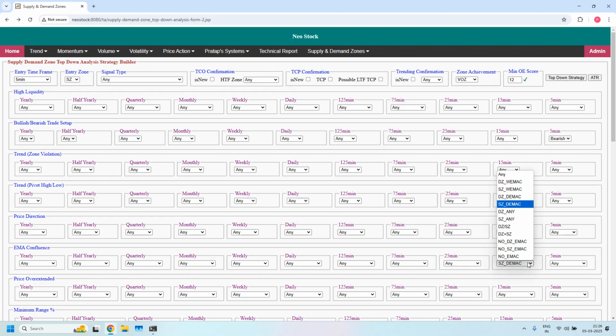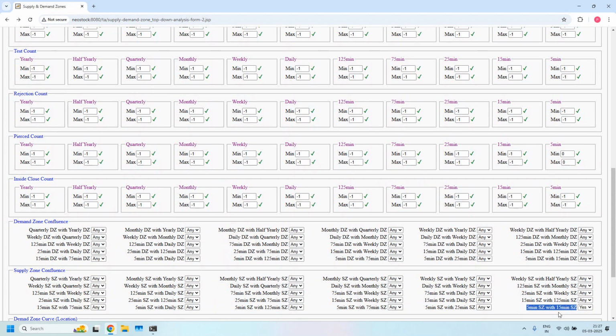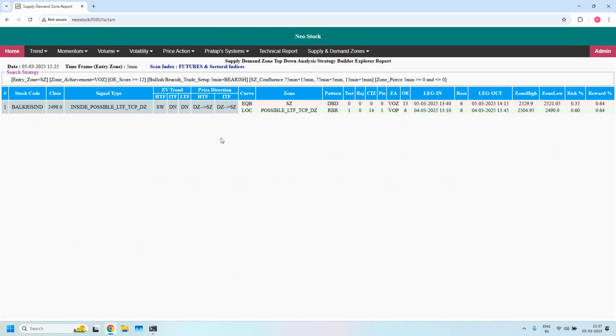Next, we will look into LTF, ITF, HTF supply zone confluence. 5 minutes, 15 minutes and 75 minutes. First filter is enabled. Second filter 5 minutes with 75 minutes and 15 minutes with 75 minutes supply zone confluence. With all the 3 filters, we got only 1 stock. But HTF trend is sideways, so I am not verifying any EMA confluence with 75 minutes time frame. So this is about bearish trade setup for hourly income trade.